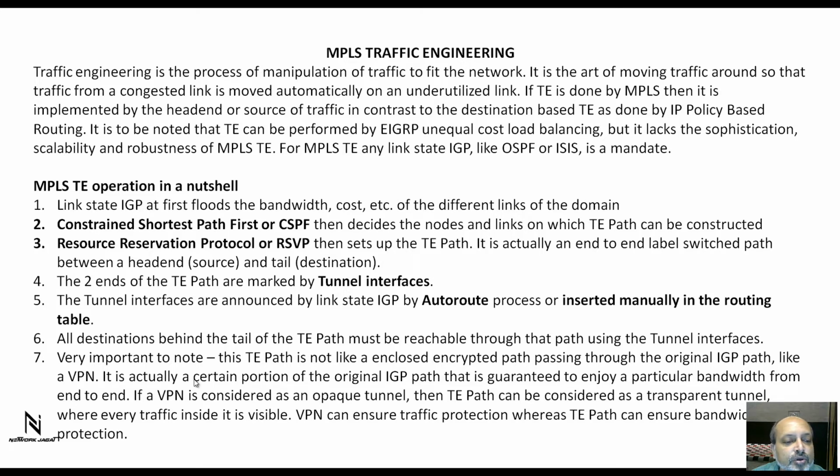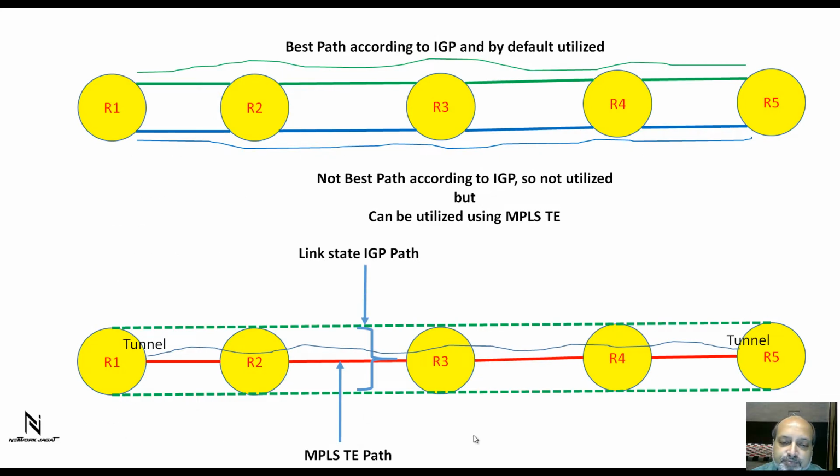A very important thing to note, this TE path is not like an enclosed, encrypted path passing through the original IGP path like a VPN. It is actually a certain portion of the original IGP path that is guaranteed to enjoy a particular bandwidth from end to end. If a VPN is considered as an opaque tunnel, then the TE path can be considered as a transparent tunnel where every traffic inside it is visible. VPN can ensure traffic protection, whereas TE path can ensure bandwidth protection. Right.